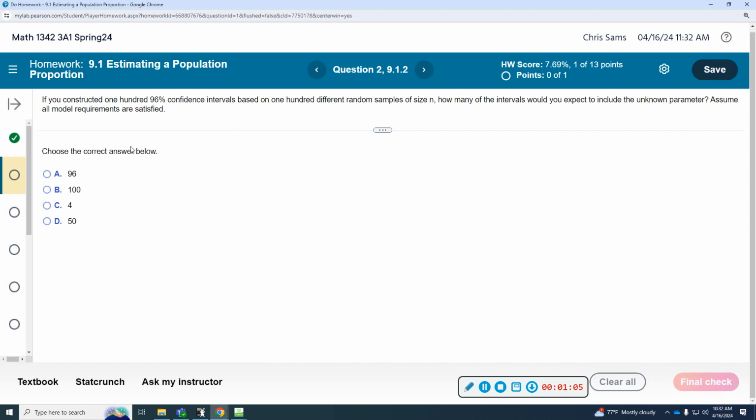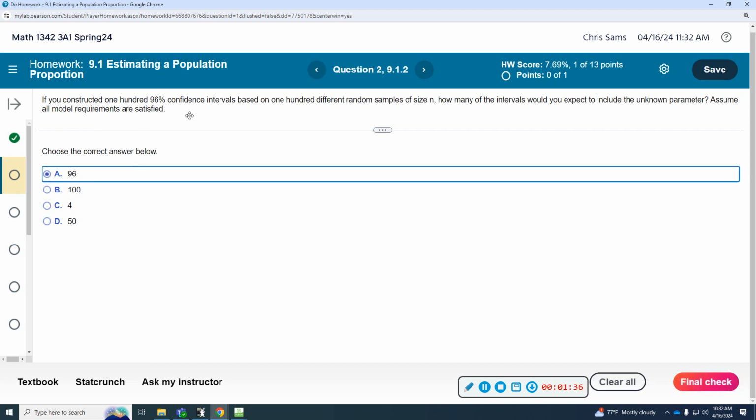Question 2, if you constructed 96% confidence intervals based on 100 different random samples of size n, how many intervals would you expect to include the unknown parameter, assuming all model requirements are satisfied? So if we do 100 of them and 96% is my level of confidence, we would just multiply this level of confidence times the 100, and that would give us 96. So that 0.96 times 100 tells us that about 96% of those would contain the true parameter.